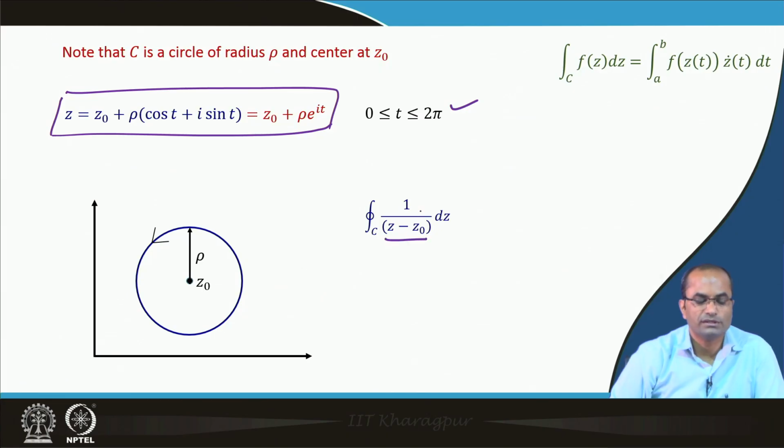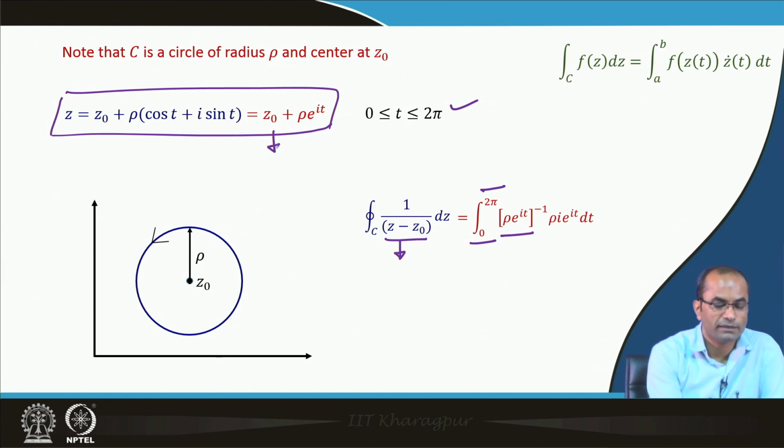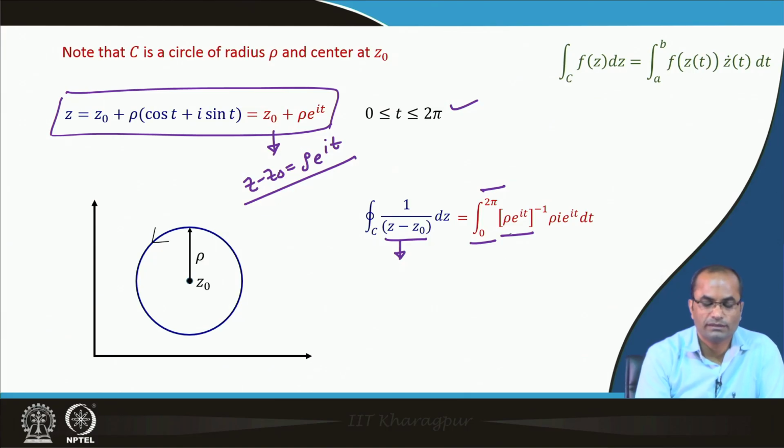We have to substitute this z there in terms of the parameter t. So, that means t is 0 to 2 pi, and then we have this z minus z 0. So, from this parametric equation, we have basically z minus z 0 is equal to rho e power I t. So, we can just substitute for z minus z 0 rho e power I t, this power minus 1, and then we need the derivative of this z. So, that means this dz over dt we can get.